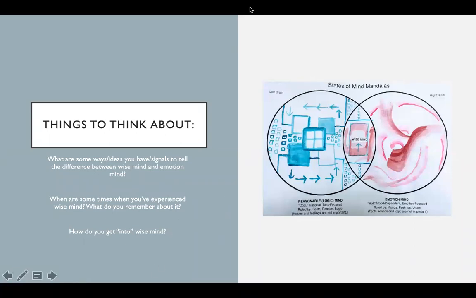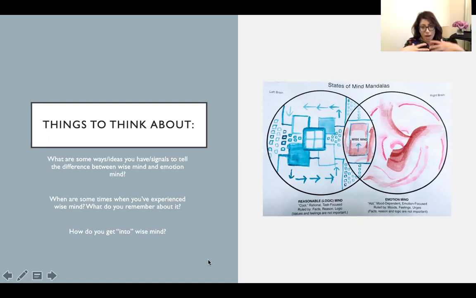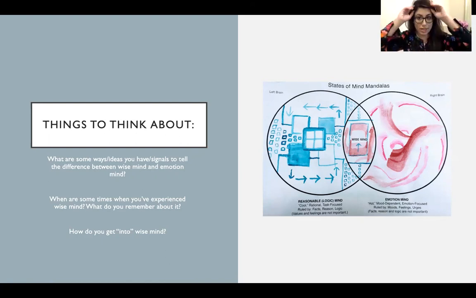On that note of making a note, I'm going to invite us to think about a couple questions that come up a lot. The hard stuff, like what are the signals that you have either within your body or you have overall? What are some ideas that you have? How do we really get to the heart of telling the difference between when we're in wise mind versus emotion mind? I think that those two can be more difficult to tease apart sometimes.